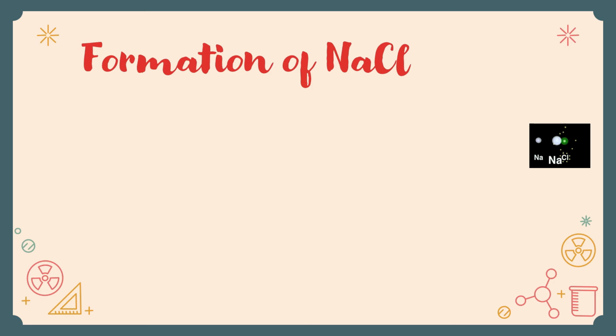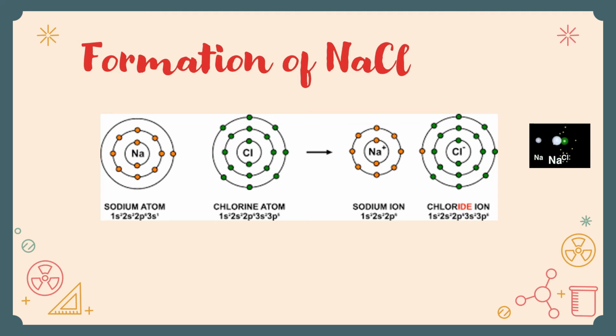Next, the formation of sodium chloride. The atomic number of sodium is 11. Its electronic configuration is 1s2, 2s2, 2p6, 3s1. In this state, there is only one electron in the valence shell. The tendency is for sodium to lose an electron, so that the resulting valence shell of 2 is in the more stable, full state. This loss of an electron results in the ionization of sodium to form the positively charged sodium ion.